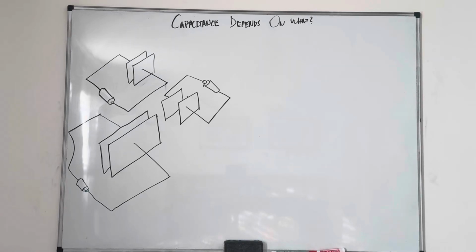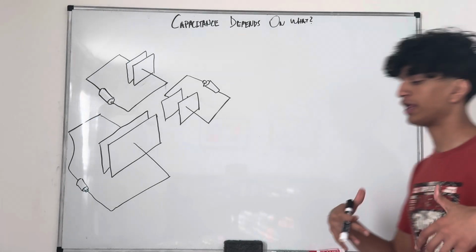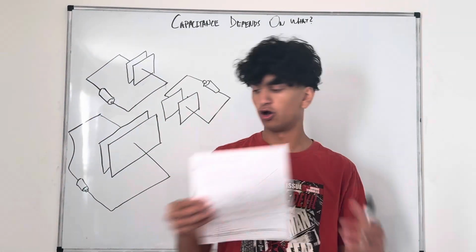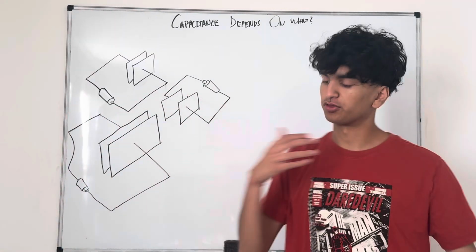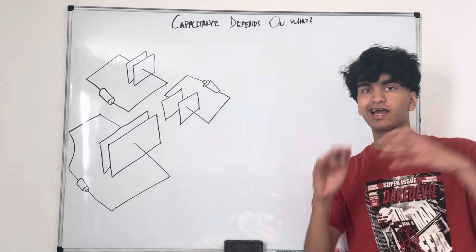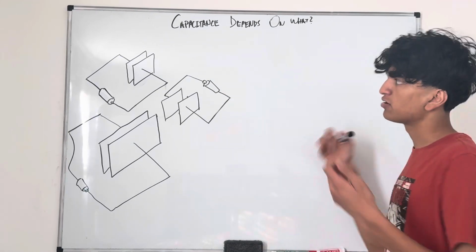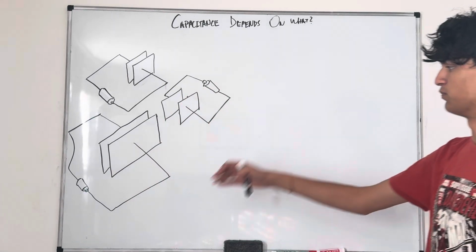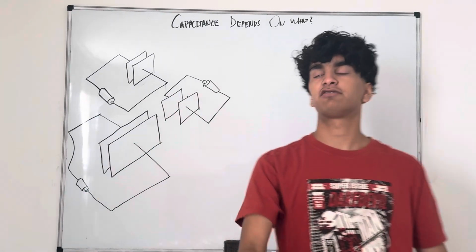Okay, so I'm going to talk about the "capacitance depends on what" lab. This is page 5. If you need help with the lab, hopefully I can make it make sense to you. The key idea is that, let's say you have this capacitor. I drew out 3 capacitors, and you'll see why in a second. These are the 2 different ways capacitance is affected.